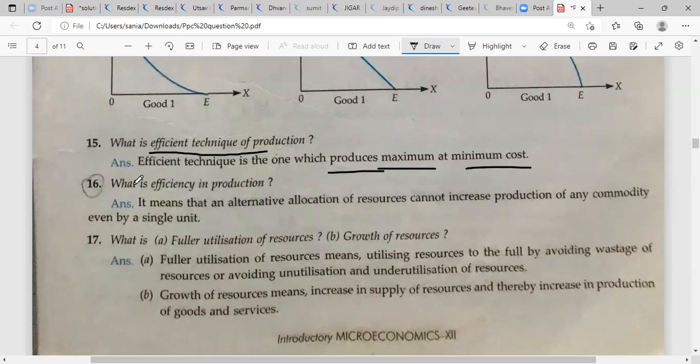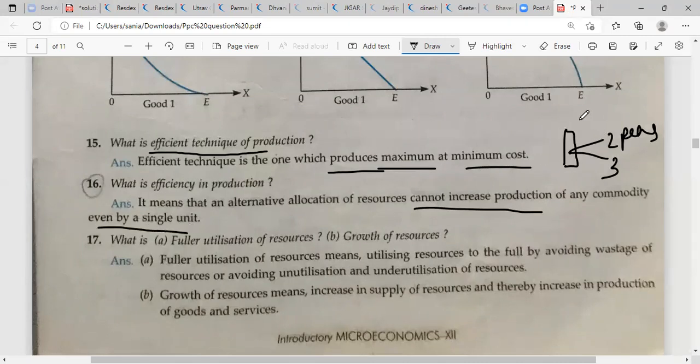Okay. Next is, what is efficiency in production? So this is efficiency in technique. What is efficiency in production? It means that an alternative allocation of resources cannot increase production. For example, from this wood, you can only produce 2 pens, right? So you cannot say that, ma'am, I'll adjust it and I'll produce 3 pens. No, you are not going to compromise with the quality, right? So it means that alternative allocation of resources cannot increase production of any commodity by even a single unit.